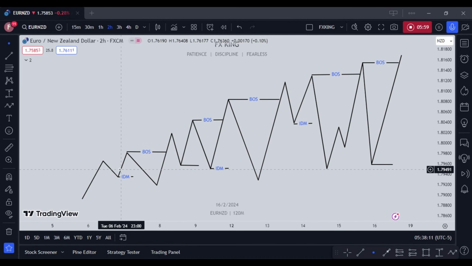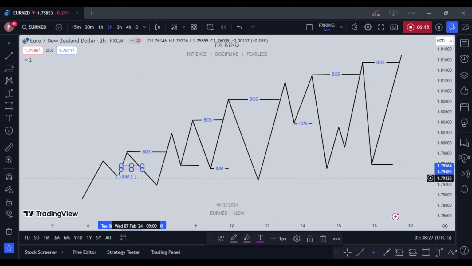Now, starting back from here, you know that the first pullback is inducement. So any point of interest within this pullback, you should know that it's invalid. If you have a point of interest, maybe here, you know that this point of interest is invalid. If you have another point of interest down here at the extreme of this pullback, this point of interest is also invalid. You should not be looking to take a trade from this point of interest because it is created by an inducement. Any point of interest created by an inducement is not a valid point of interest.